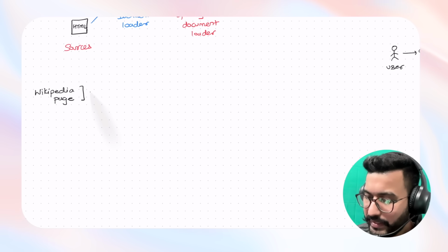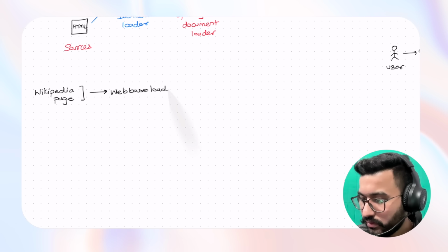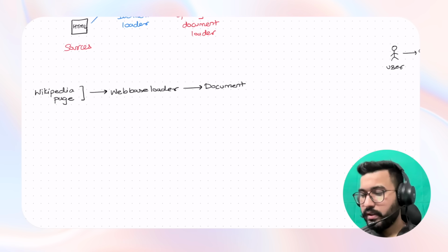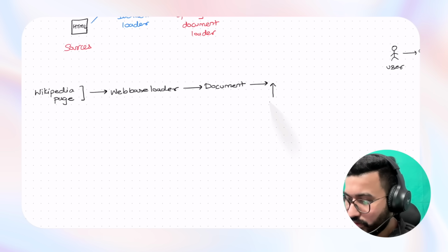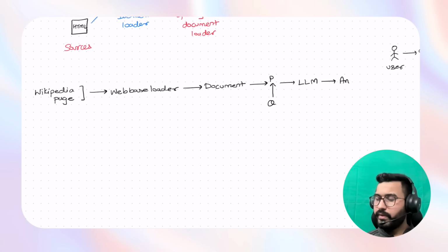We used the web base loader to get the HTML content into the document object. Now what we did, we provided this entire document with the question, or the query, and we created a dynamic prompt to my LLM to return me the answer. So this is what we did.